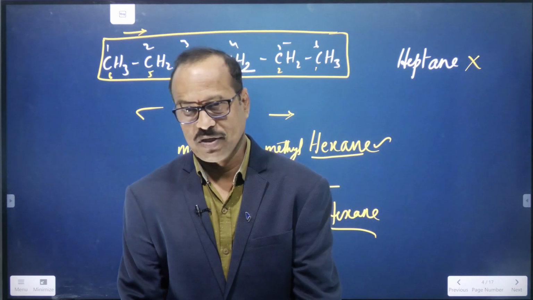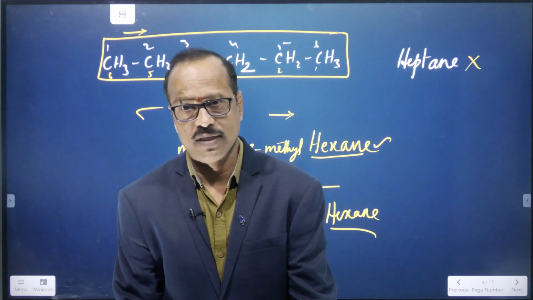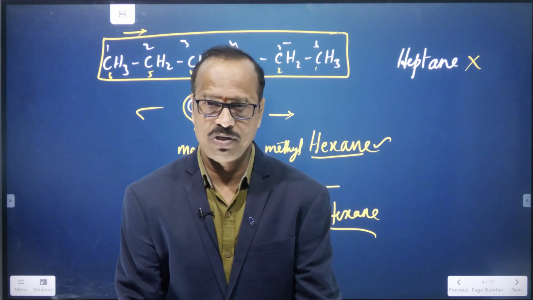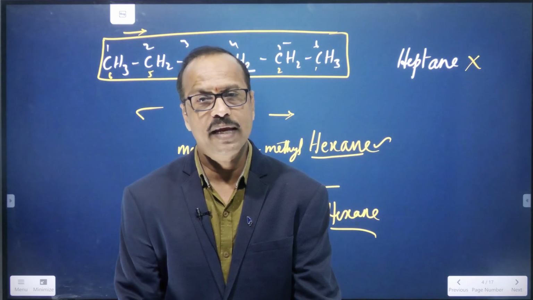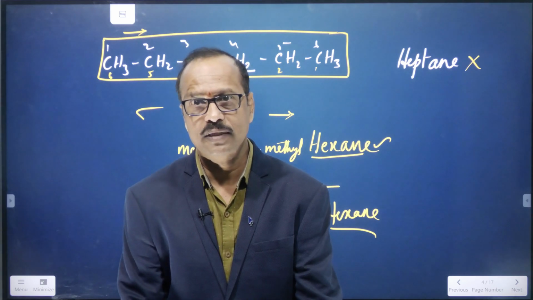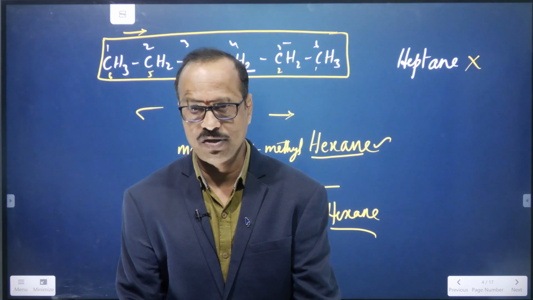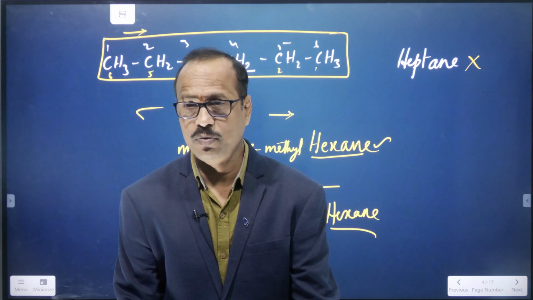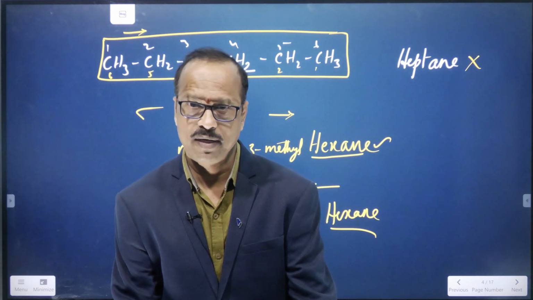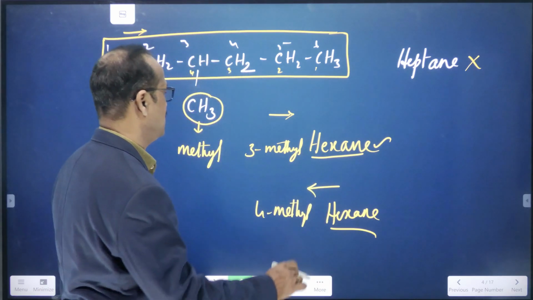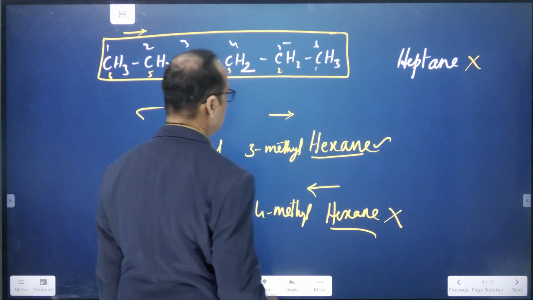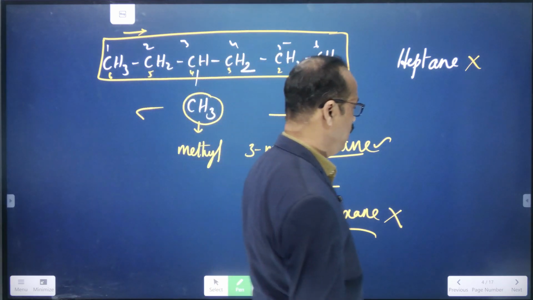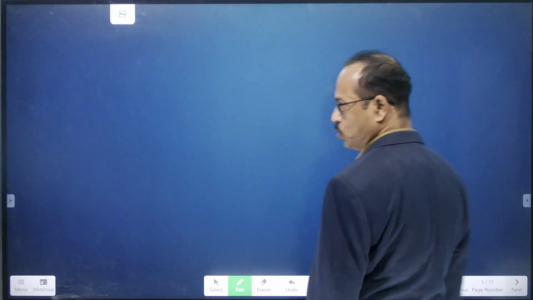The first rule is longest chain. First you have to select the root word, which is the longest chain. The second rule is the lowest number rule. Means if any branches or subgroups are attached, then you have to give them the lowest number. Clear? So here this is wrong, this is right, because from here if I count 1, 2, 3. Clear? Practice and you will come to know.